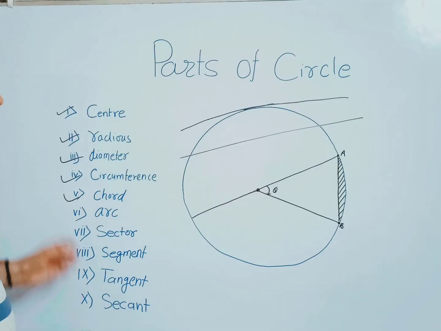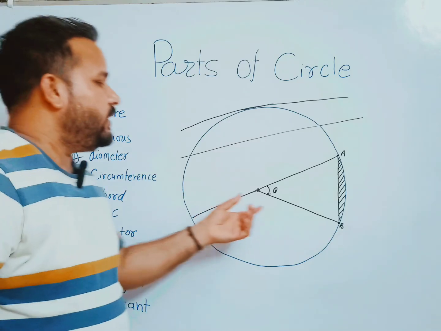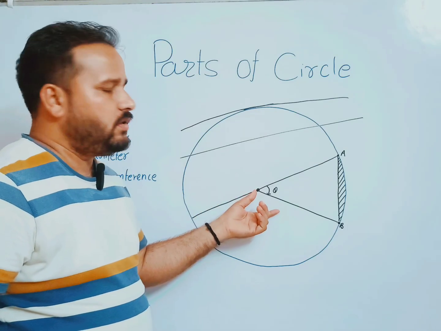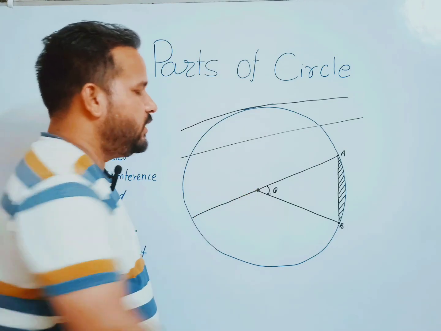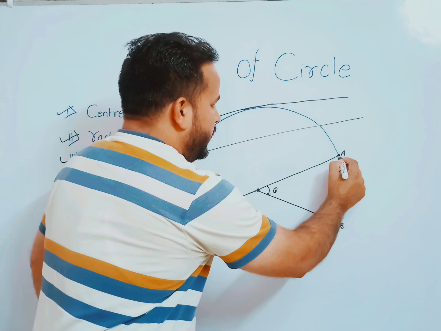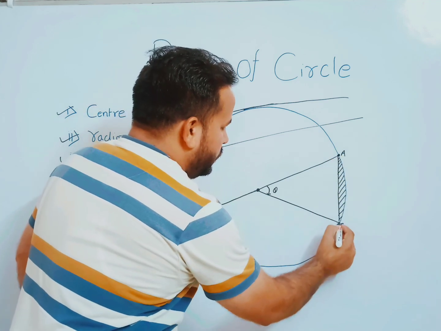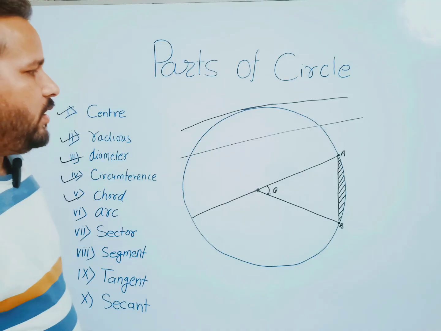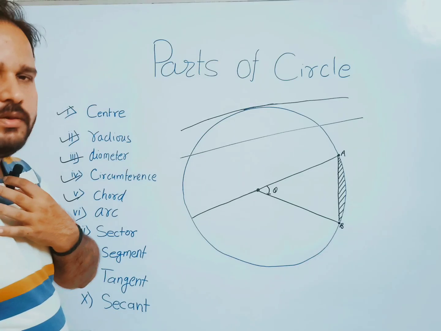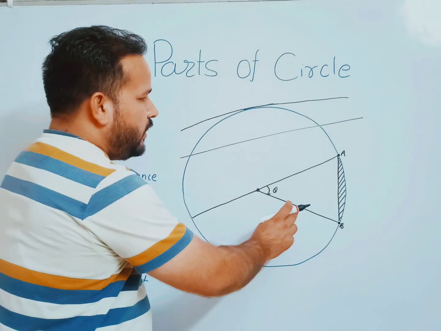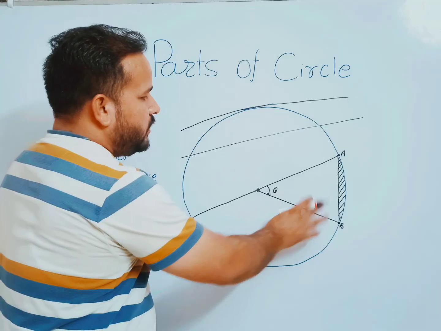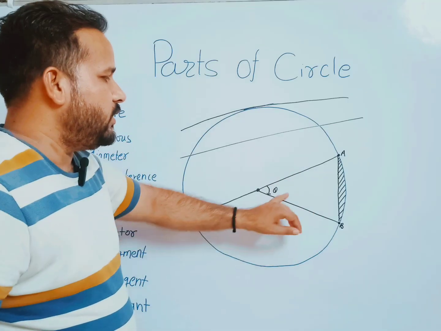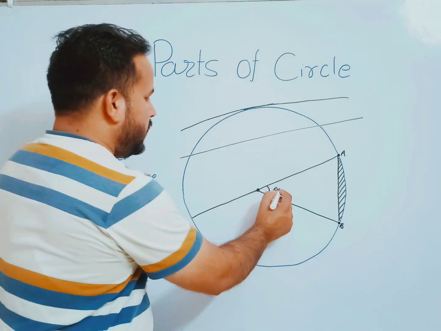Arc. Arc is any distance on the circumference, like point A to B. This is called arc. Otherwise दूसरे पॉइंट्स बोलेंगे the angle made by the two radius, that is called arc. Theta is the arc.